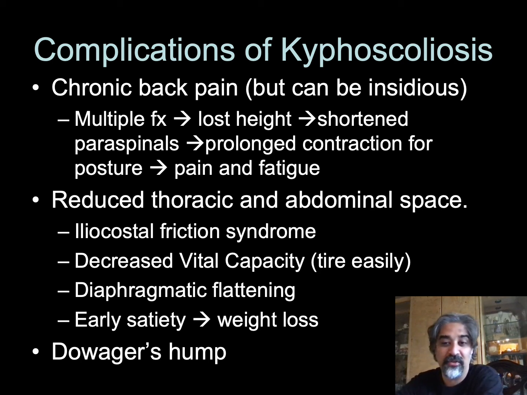The pain can continue long after the acute fracture has developed, and they start to develop thoracic kyphosis and lumbar lordosis as vertebral height is lost. And the rib cage starts pressing down on the pelvis, reducing thoracic and abdominal space. In severe cases, this results in impaired pulmonary function, a protuberant abdomen, and because of compressed abdominal organs, they'll have early satiety and weight loss.